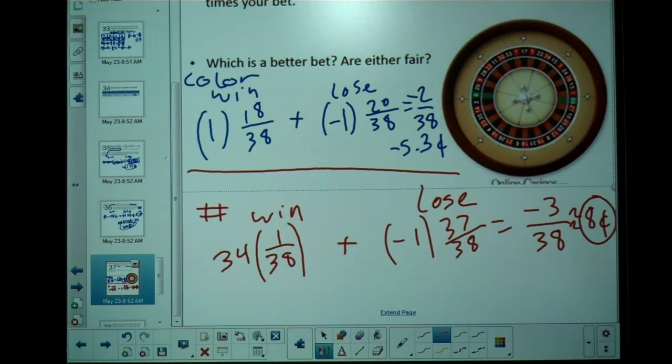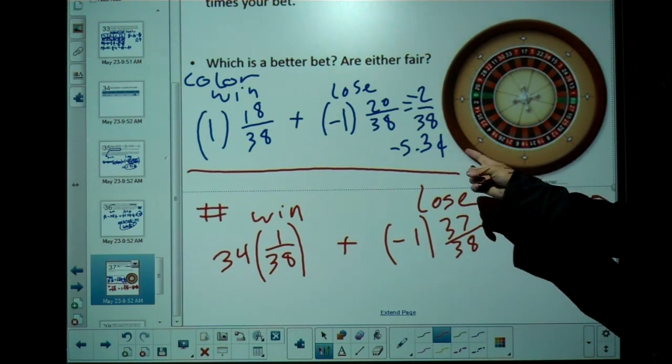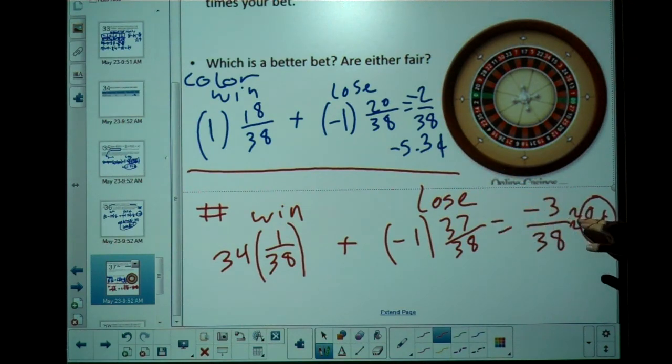So which one is a better bet? Well, betting on a color is a better bet because you don't lose as much when you do that. Are either of them fair? No, they're both negative. That's terrible. You don't want to play games that have a negative expectation. That means you would expect statistically that on average you're going to lose money. We don't want to play those games.